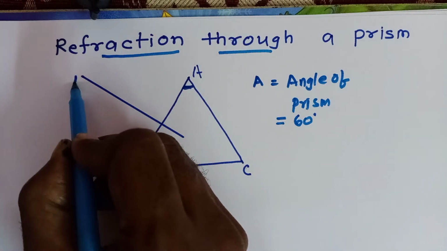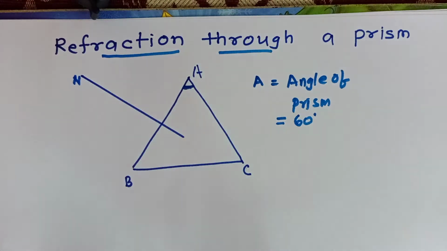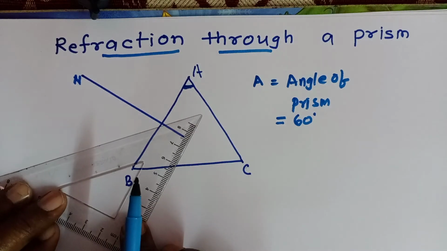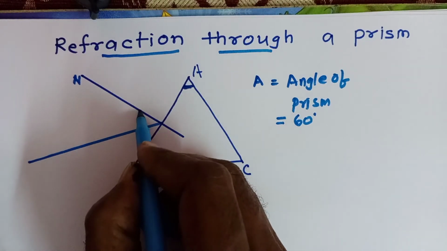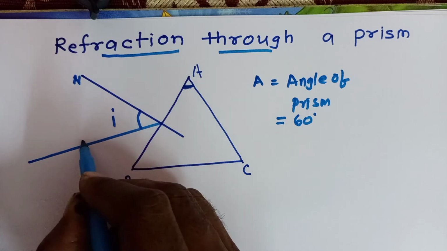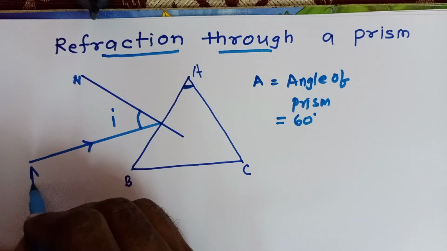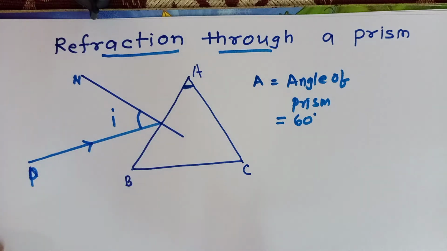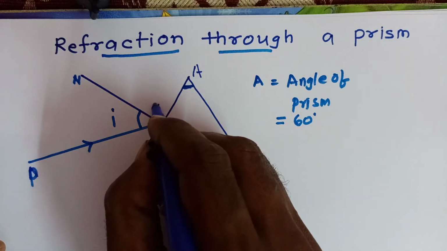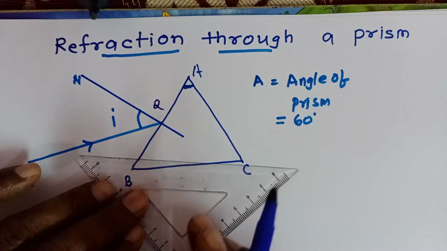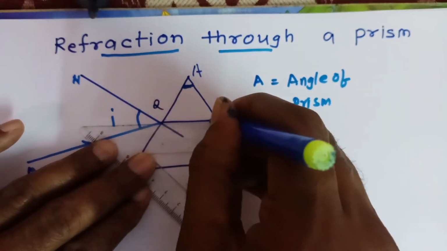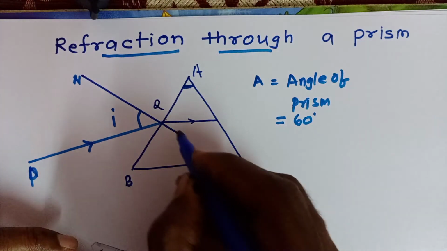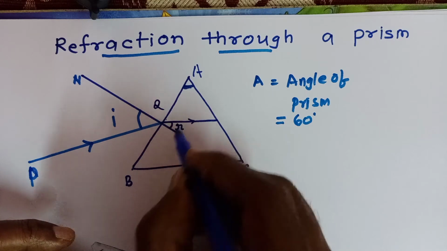This line we have is perpendicular on AB. This line is called normal, and this is an incident ray. If the incident ray hits the prism here, this angle is called the angle of incidence. Then this ray bends towards the base of the prism. This is the refracted ray. This angle will be the angle of refraction.